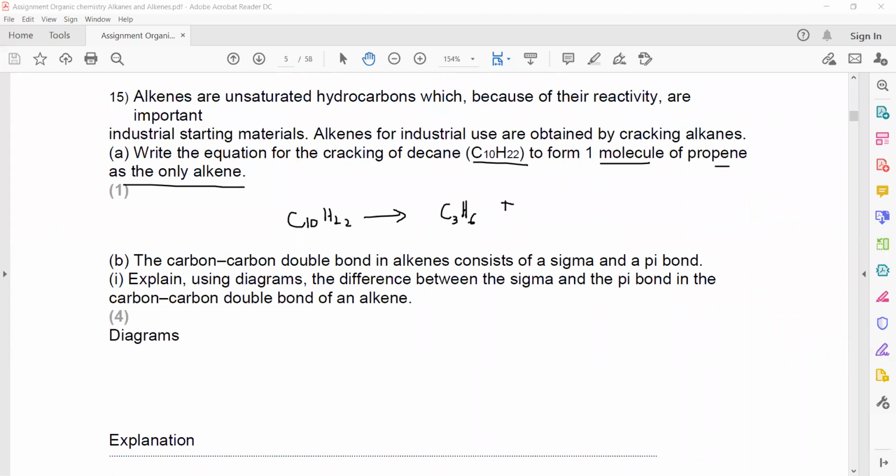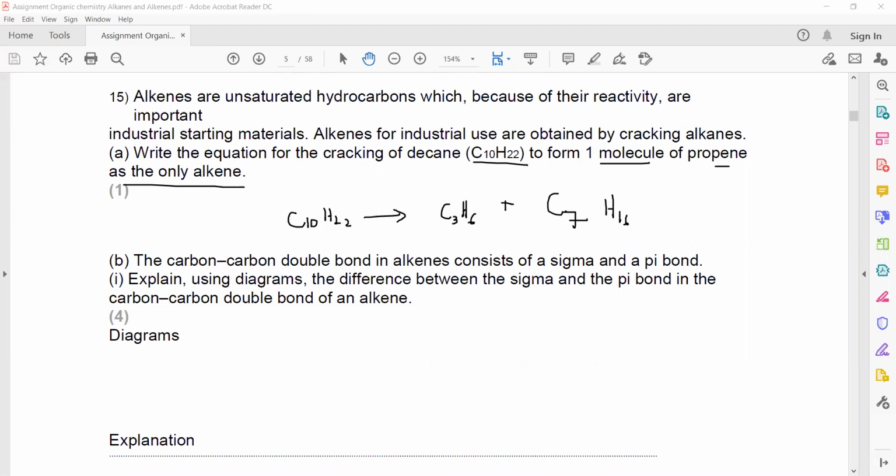Plus the possibility. Normally, the possible products are an alkane or an alkene and hydrogen. So C3H6 is there. Out of 10 carbons, how many are left? Because out of 10 carbons, 3 are used, so the remaining are 7. And out of 22 hydrogens, 6 are used, so the remaining will be 16.